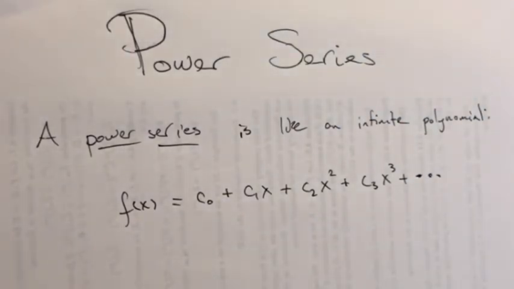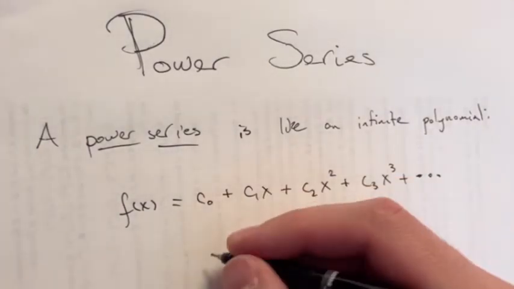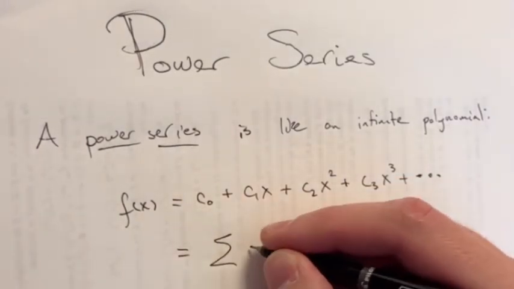Just like a polynomial, it has a constant term, an x term, an x squared term, an x cubed term, but it goes on forever. That's what's different between a power series and a polynomial. A power series is like a polynomial that has infinitely many terms. Of course, we are typically going to write this as a series, using the summation.